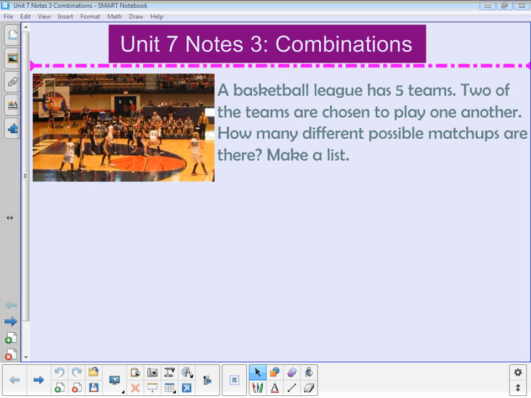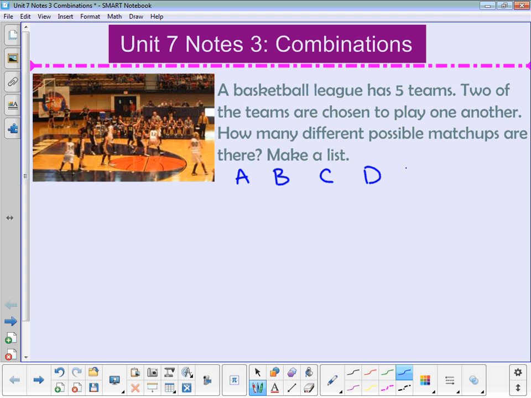Your example up at the top talks about arranging teams to play each other. We have 5 teams playing in a basketball tournament. How many different matchups are possible? Let's make a list. Now, for name's sake, I'm just going to call the teams A, B, C, D, and E. And let's make a list of all of the possibilities that we could have.